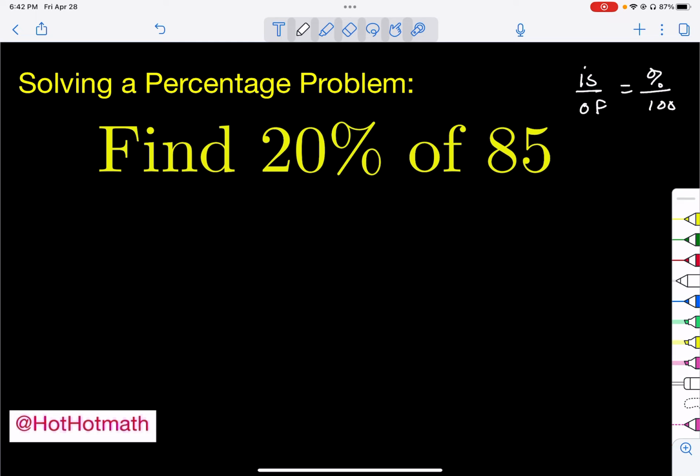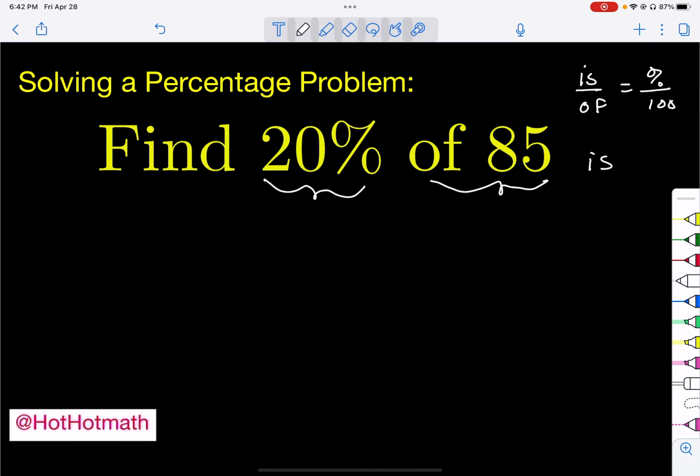Now that's going to help us solve each type. The first thing we need to identify is that there's our percent. Right next to the word of is our 85. So we are missing the is. If it says find 20% of 85, it's almost saying what is 20% of 85. So if we place everything we know, instead is over of equals percent over 100, we don't know our is. Our of is 85, our percent is 20, and it's always out of 100.